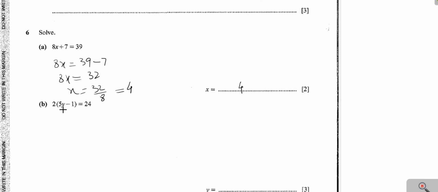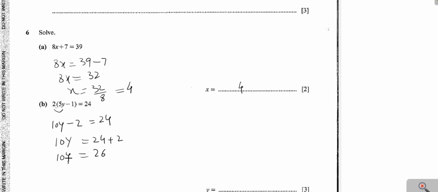Part B, solve 2 times (5y minus 1) equal to 24. Firstly, we will expand the left side expression. Therefore, we can write 2 times 5y is 10y, minus 2 times 1 is 2, and 24 we write as it is. This becomes 10y equal to 24 plus 2. This will be equal to 26.